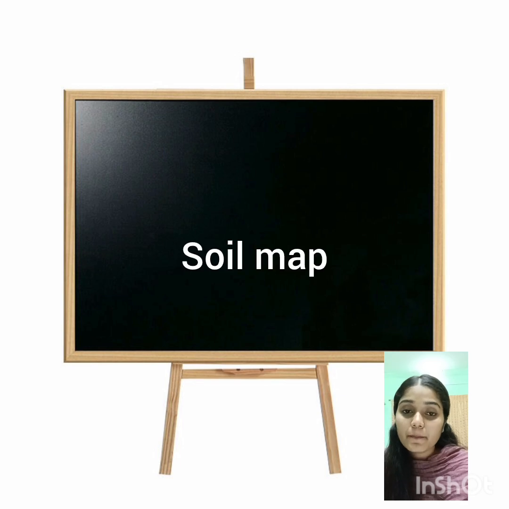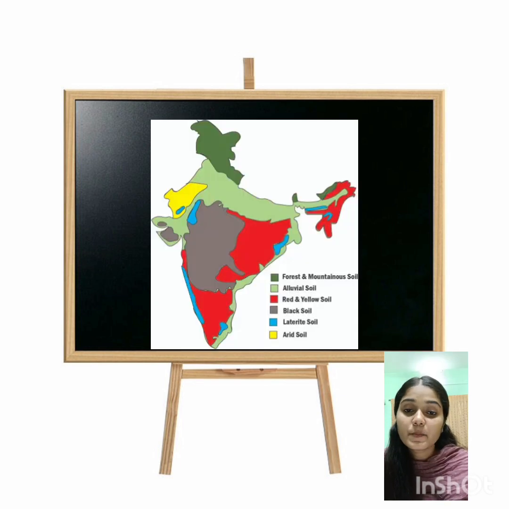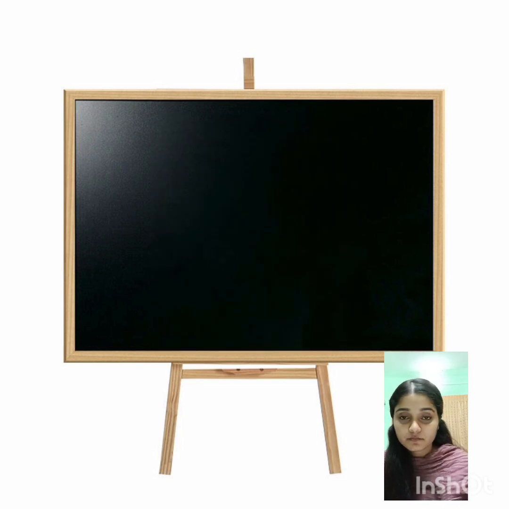The fourth type of map is soil map. So, this image represents the soil map. In this image, you can see that there are different shades or different colors given to different types of soil. For example, if we are taking the soil of Kerala, you can see that different districts will be having different types of soil. So each soil will represent a particular color. I hope you can understand this.